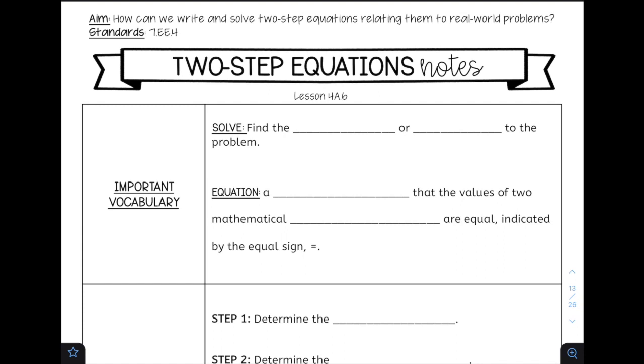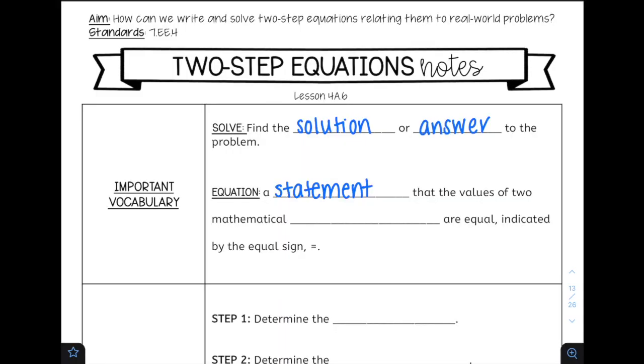So again, as always, we are going to go over our important vocabulary. So what does it mean to solve? We're going to make sure that we're finding the solution or answer to the problem. Okay. An equation is a statement that the values of two mathematical expressions are equal.